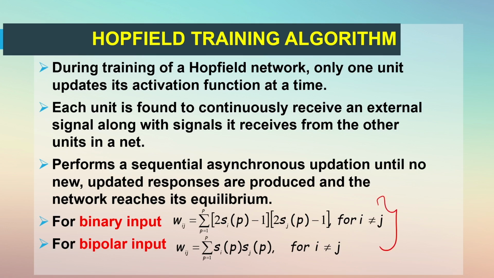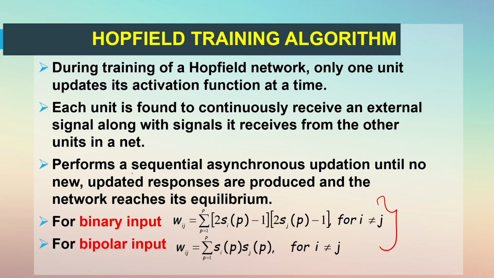During the training of a Hopfield network, only one unit updates its activation at a time. Each unit continuously receives an external signal along with the signal it receives from the other units. Of course, it has its own inputs, but it also continuously gets input that is treated as the output of the neighboring neuron, and it performs a sequential asynchronous updation. That is very important.